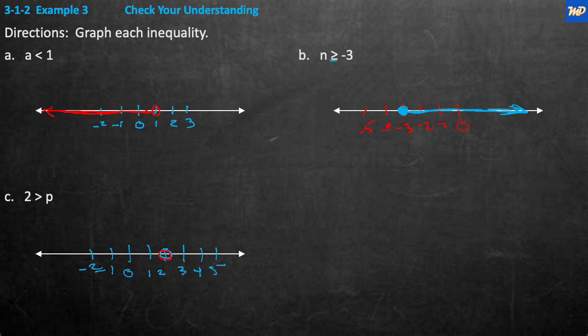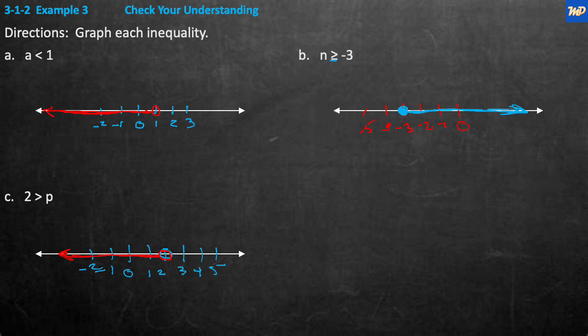And what does it say? It says 2 is greater than p, anything that p is. So if p is 0, 2 is greater than 0, correct? So that 0 is included, so that means I'm going to go everything to the left.